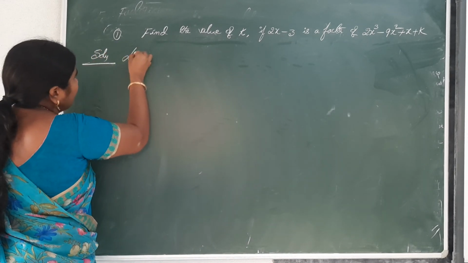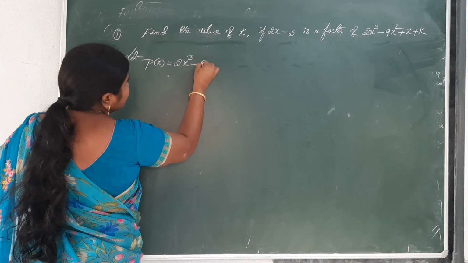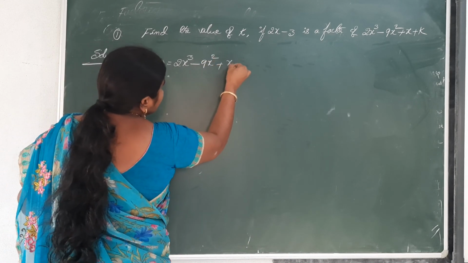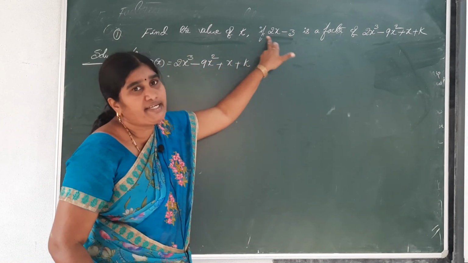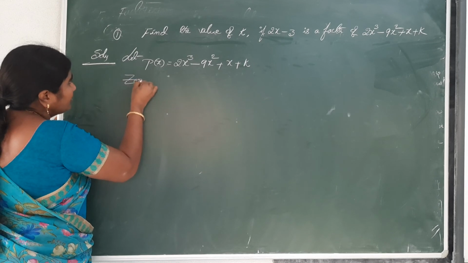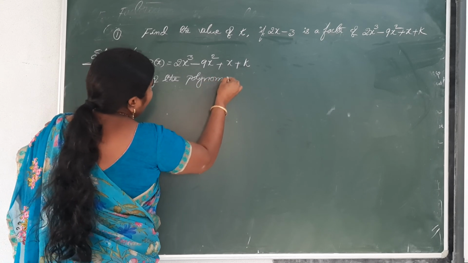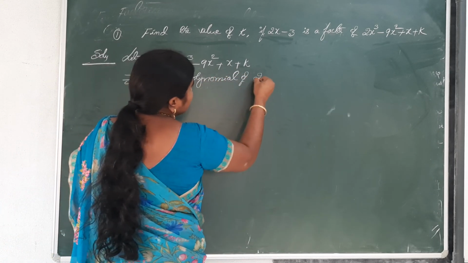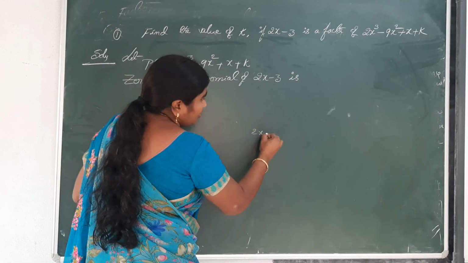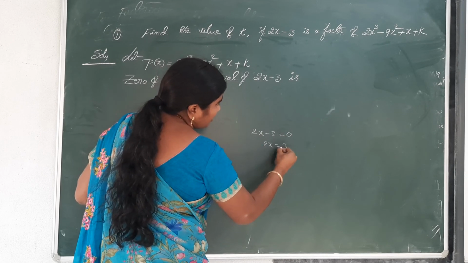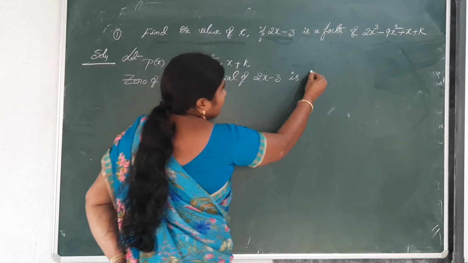let the given polynomial p of x equal to 2x cube minus 9x square plus x plus k. Next, the zero of the polynomial 2x minus 3: 2x minus 3 equal to 0, 2x equal to 3, then x equal to 3 by 2. The zero of the polynomial 2x minus 3 is 3 by 2.